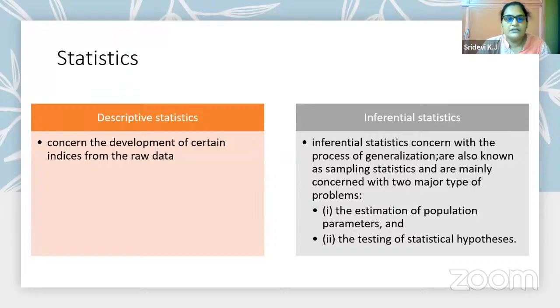So exactly we are getting into the statistics part of it. With this small introduction yesterday, statistics, if you are categorizing it, would fall under descriptive statistics and inferential statistics. I'll just switch off my video because it is blocking my screen. So we have descriptive statistics and inferential statistics. Descriptive statistics is concerned with the development of certain indices. Indices in the sense that you are using the data to provide descriptions of the population.